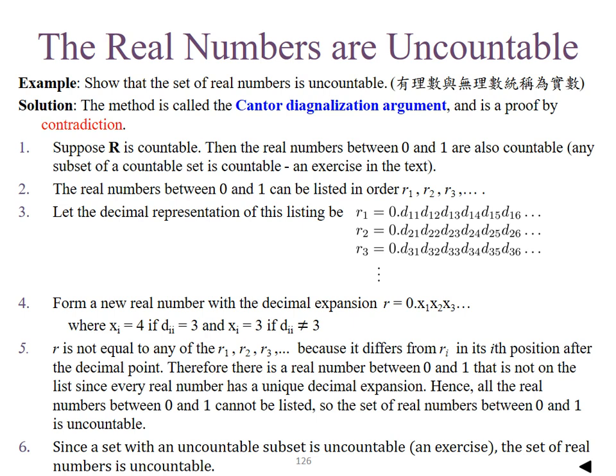Okay, so we have rules to build a new real number. The rule is: if Dii equals 3, then we make Si equal 4. If it's not 3, then we make Si equal 3. So let's see this new real number. For its decimal part, we have the first digit x1, second digit x2, third digit x3. So we need to determine what the number of each digit is. Our rule is we compare to Dii.